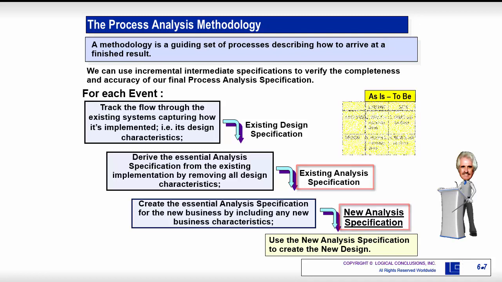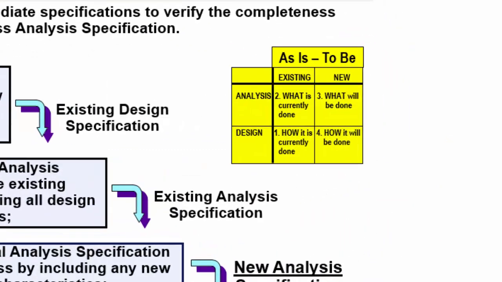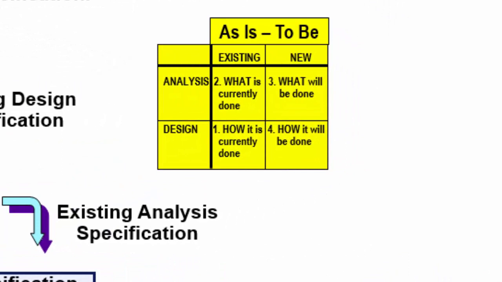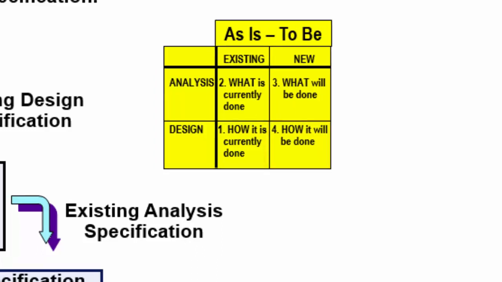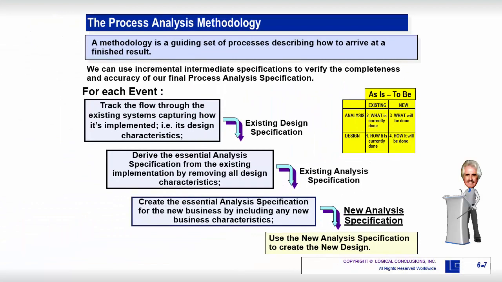If it's of help, I've put a little table in the top right of this slide, using the generic words of what, depicting analysis, and how, depicting design. It shows the progression of the specifications. The existing design identifies how the business is currently done, and the existing analysis identifies what is currently done. The new analysis identifies what will be done, and the new design identifies how it will be done. That's the end of this section.